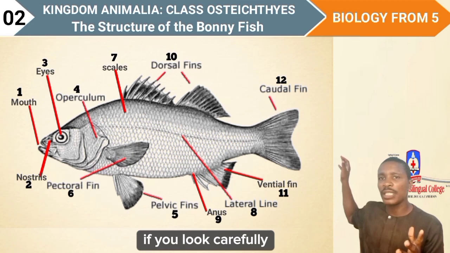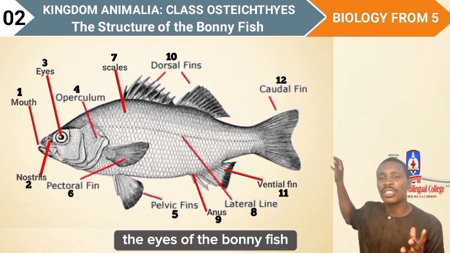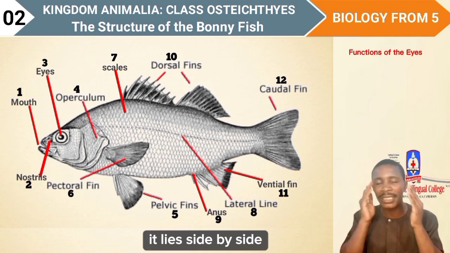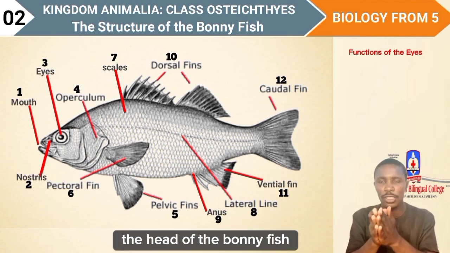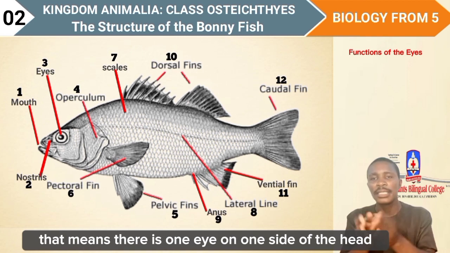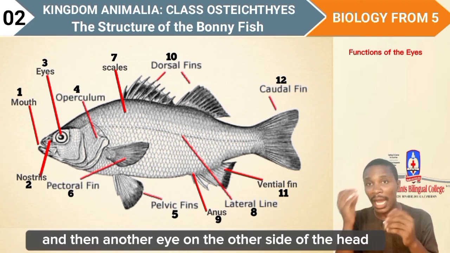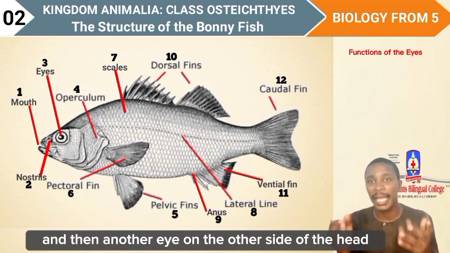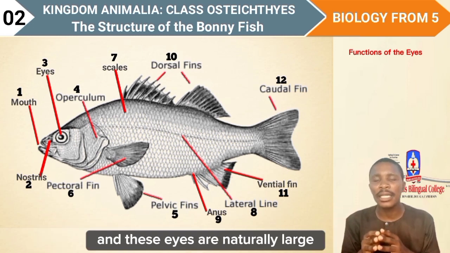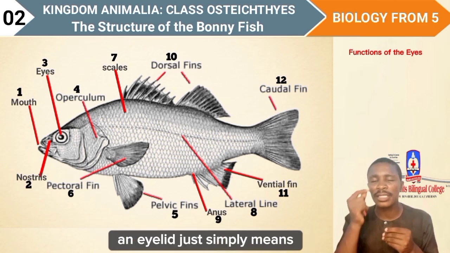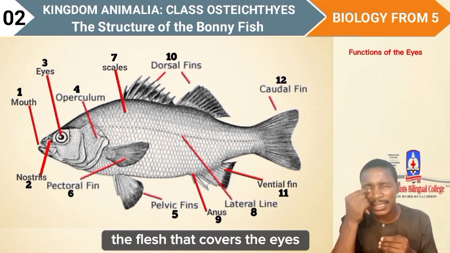Now we go to the next structure, which are the eyes. If you look carefully, the eyes of the bony fish lie side by side on the head of the bony fish. That means there is one eye on one side of the head and then another eye on the other side of the head. And these eyes are naturally large and they don't have an eyelid. An eyelid just simply means the flesh that covers the eyes.